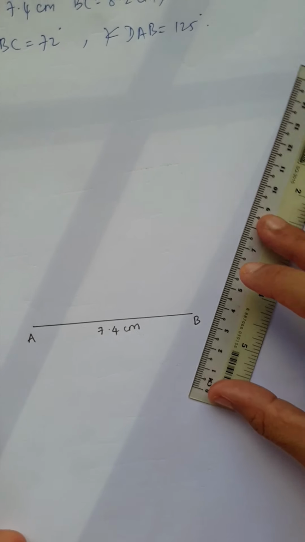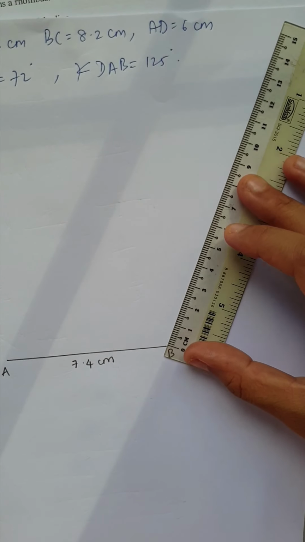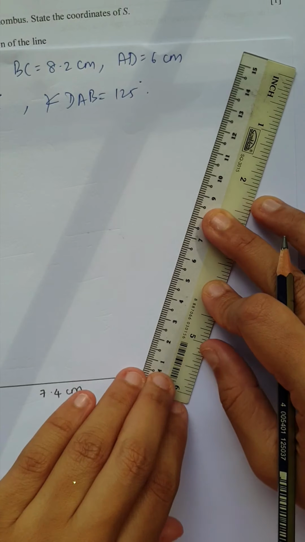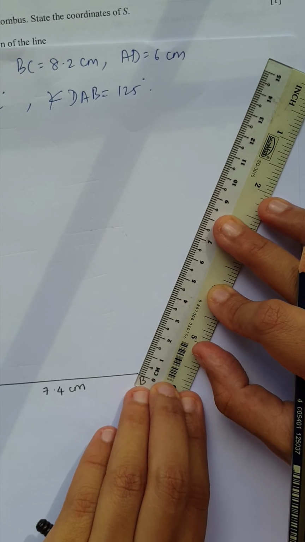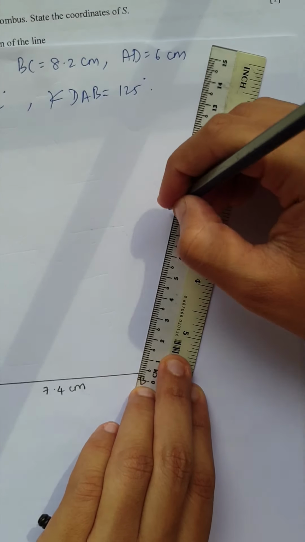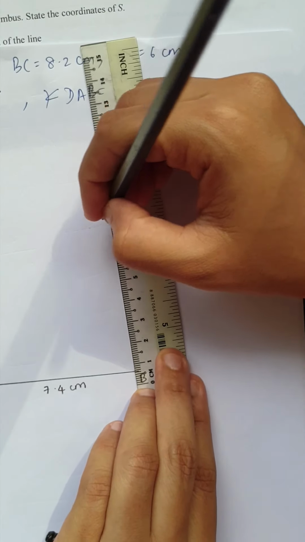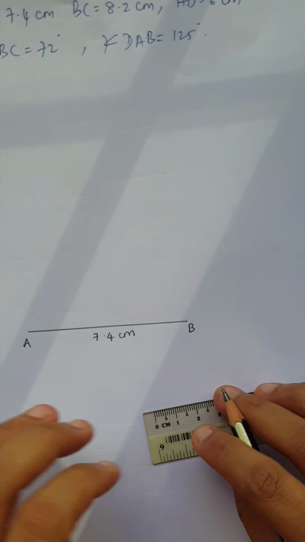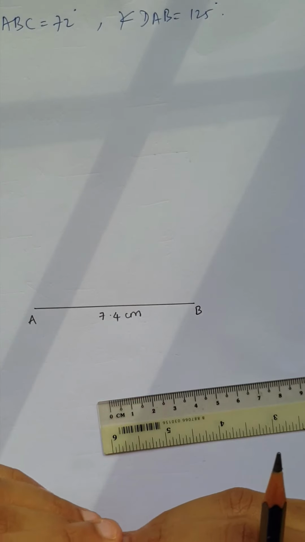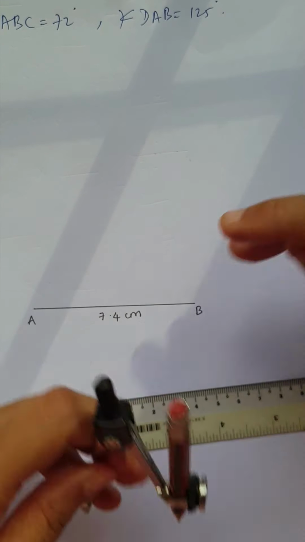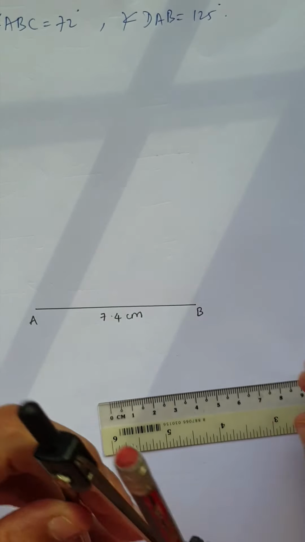Why do I say compass? Because if I want 8.2 here, my 8.2 length can be anywhere. If I measure from B, my 8.2 can be here, here, or here. Where is it going to be? I don't know. So if I want to measure BC as 8.2, I need to use my compass to give me the range of the 8.2.